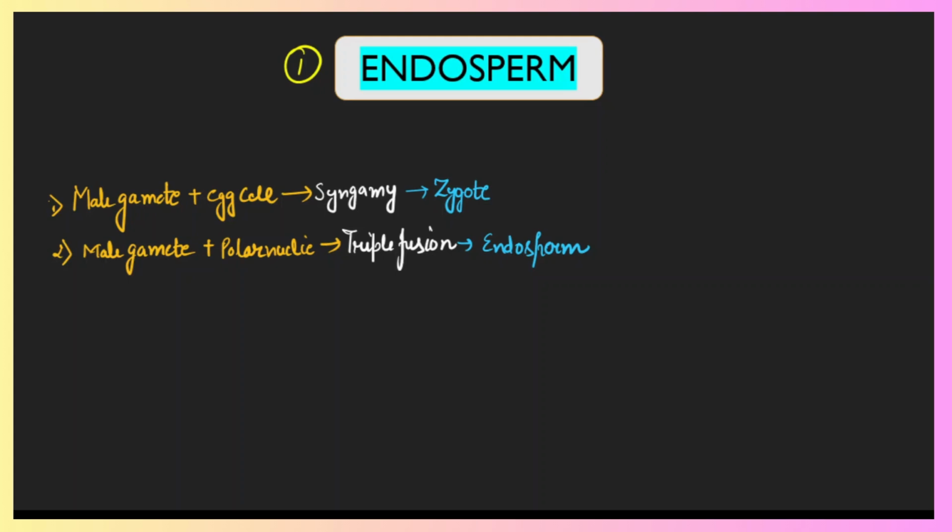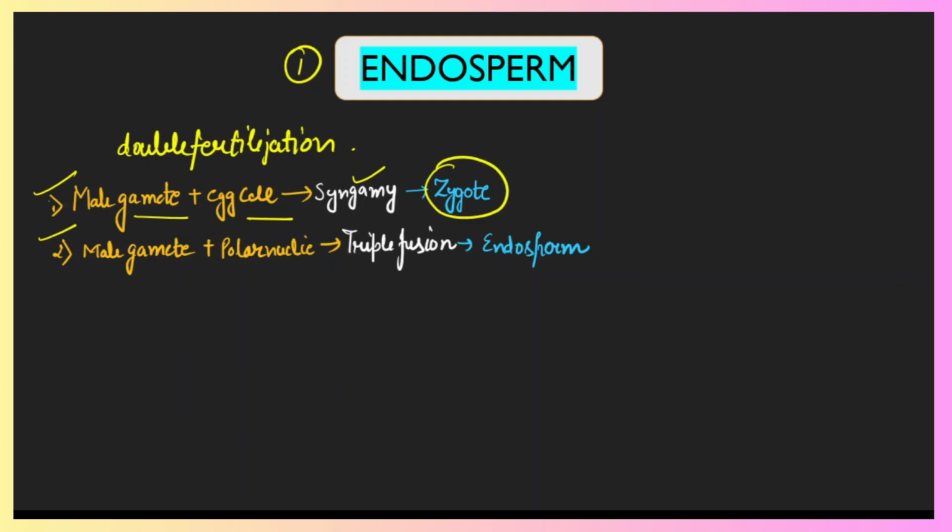How does endosperm develop? Now we know that double fertilization contains two fertilizations. First, the male gamete fuses with the egg cell, syngamy occurs and the zygote is formed. Second fertilization is the male gamete fusing with the polar nuclei. That fusion is called triple fusion, and it leads to endosperm development.